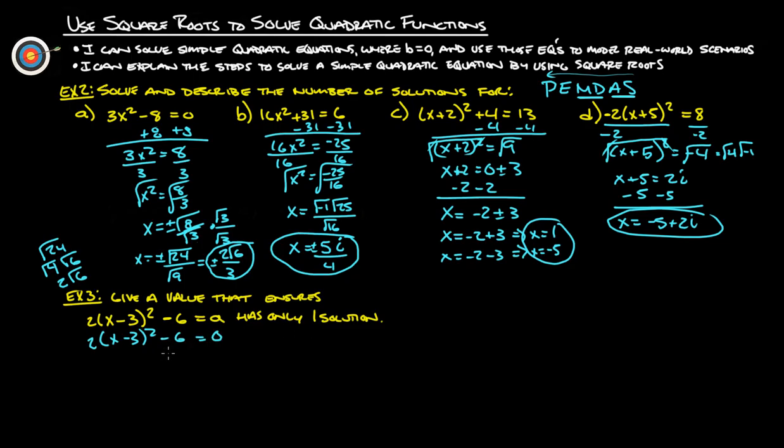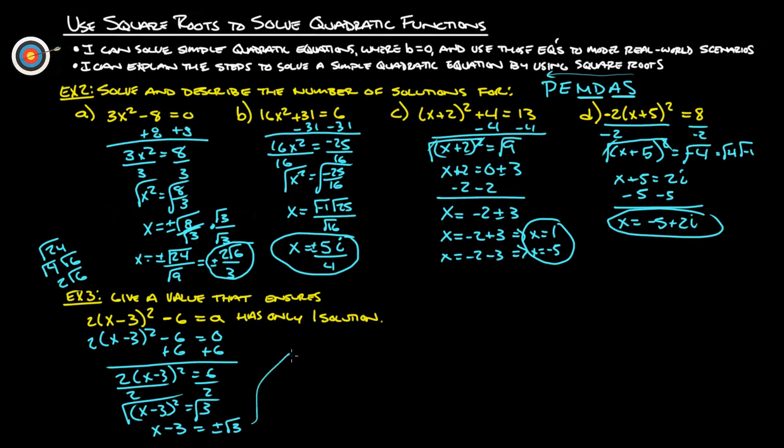So then let's just solve this thing here. And we add 6 to both sides. 2 times x minus 3 squared equals 6. Divide both sides by 2. And we get x minus 3 squared equals 3. Right? And we want to square root both sides. So we get x minus 3 equals plus or minus root 3.